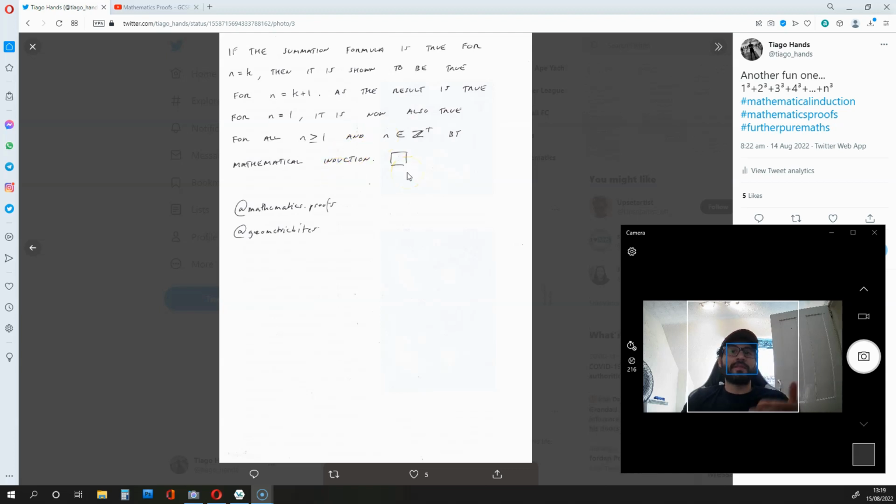Now, to make things even more fancy, you can put the square here to demonstrate that you've completed your proof. So that is mathematical induction in a nutshell.